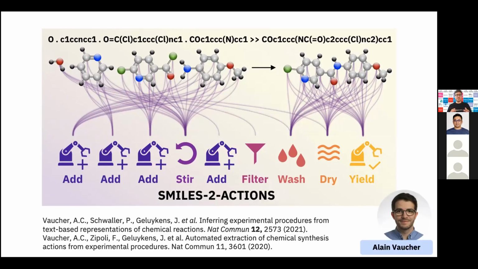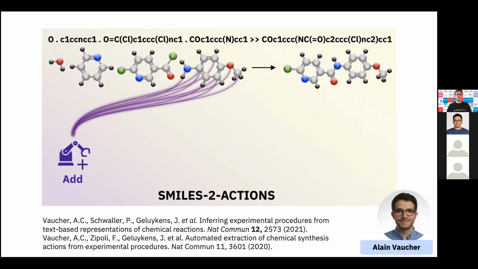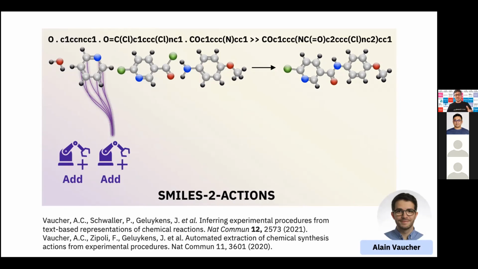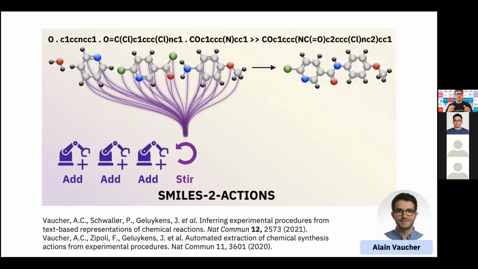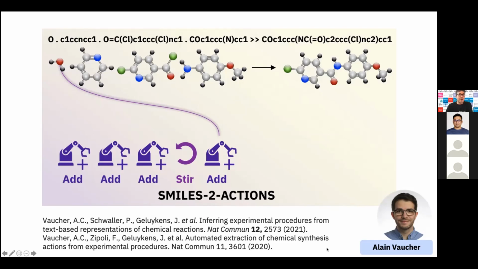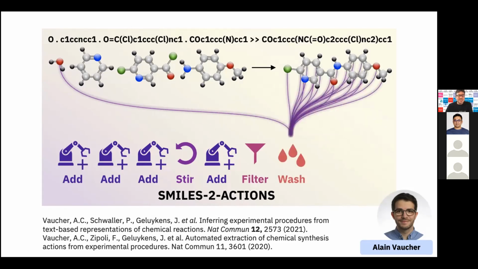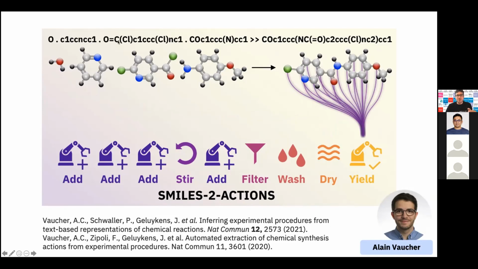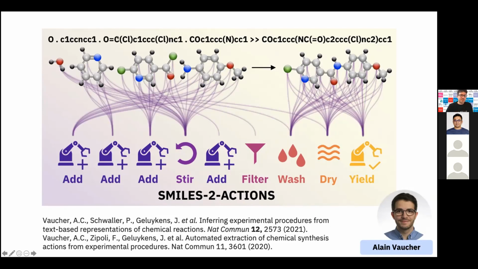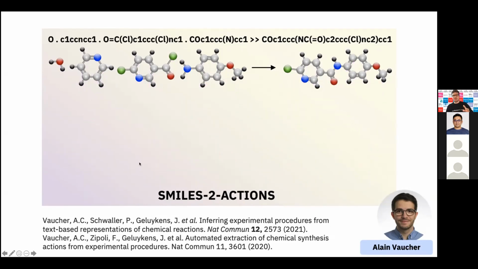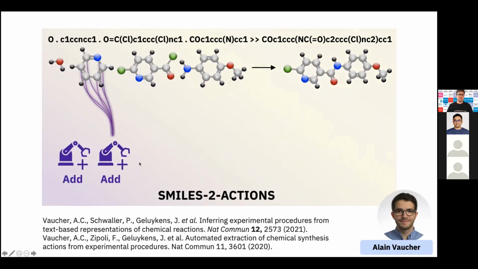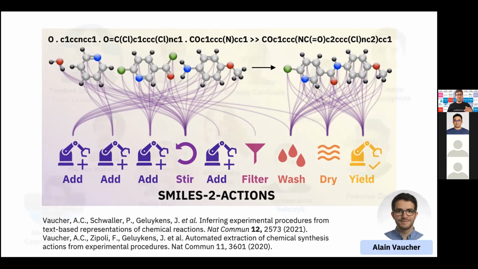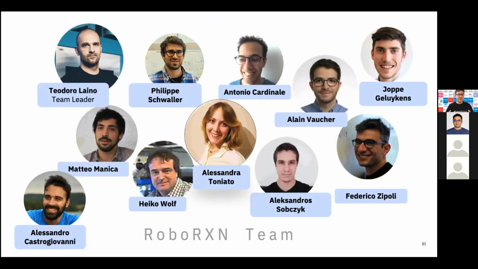One of the fundamental parts behind IBM RoboRXN is the SMILES to action model developed by Alain Vaucher, which is able to transform arbitrary chemical reactions represented as SMILES into those sequences of actions that can then be performed by the robot. And at this point, let me just show the whole team behind RoboRXN, led by Teodoro Laino.